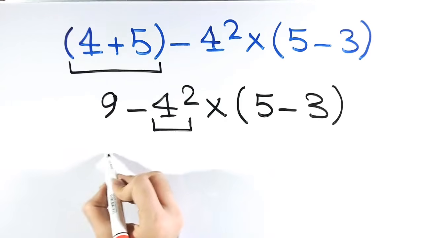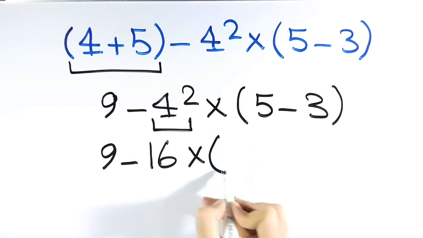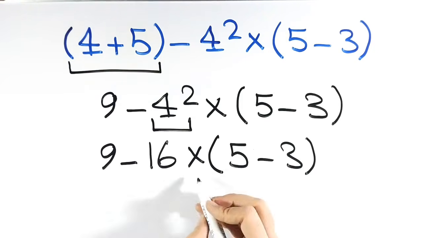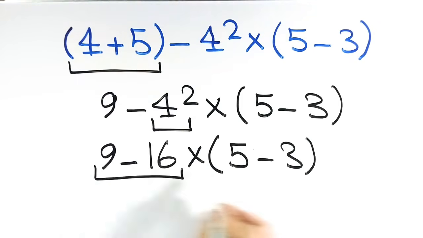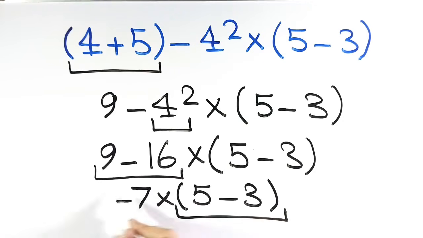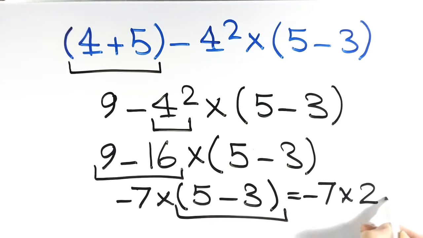And instead of this expression, they write 9 minus 16 multiplied by open parenthesis 5 minus 3 close parenthesis. Then they go for the subtraction between 9 and 16 and rewrite this expression as negative 7 multiplied by open parenthesis 5 minus 3 close parenthesis. And the final step, they go to the expression inside the parenthesis and instead of this expression, they write negative 7 multiplied by 2, which finally gives them the answer negative 14.